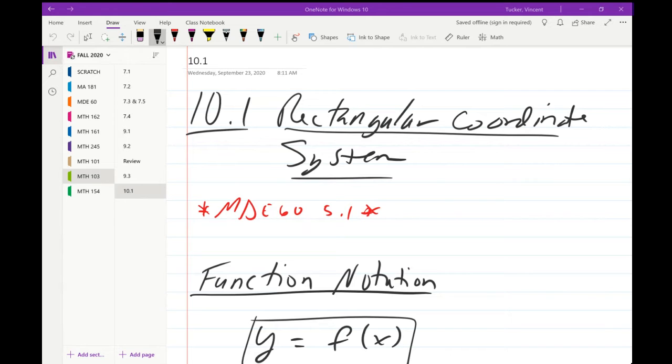All right. So let's go ahead and look at 10.1 today, and then we'll close out for the weekend. 10.1 is the rectangular coordinate system. This MDE 60 was just a note to myself. I have the notes in another class, so I'm going to flip the page, just give you an opportunity to copy the title of the section. This is not for you guys, just for me.